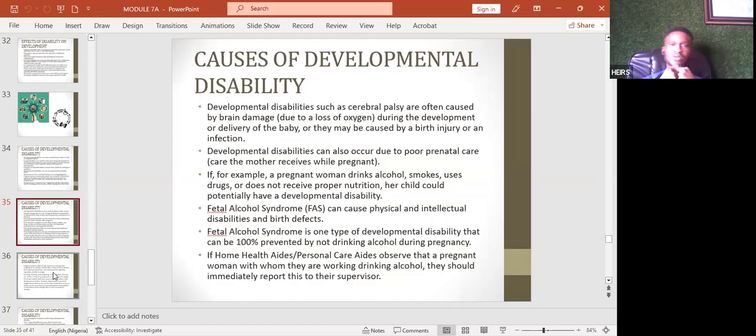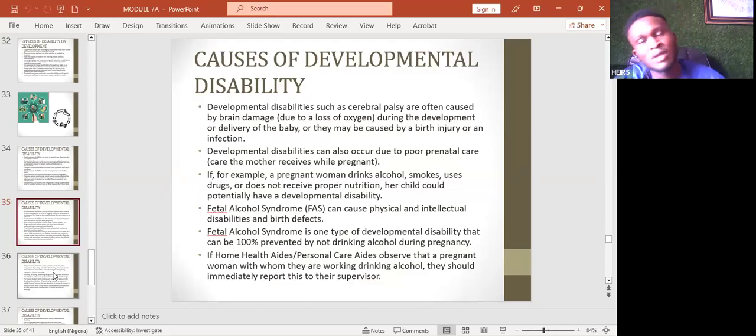Then developmental disability can also occur due to poor prenatal care, the poor care the mother receives while being pregnant. Some women don't even really care about their health. They are so nonchalant. Don't eat this, don't take this, don't do that. They don't care. They do whatever they want. So these things can affect a baby in the womb and it's born with a developmental disability.